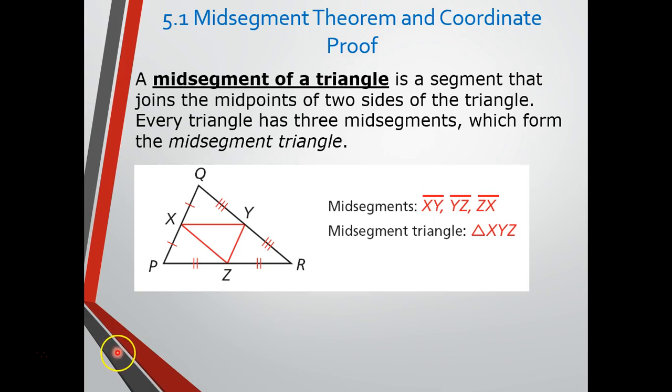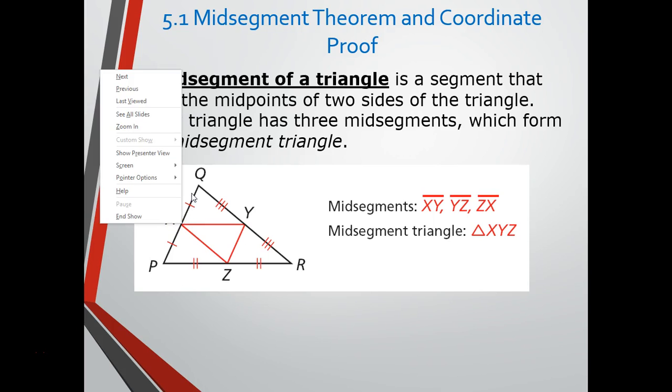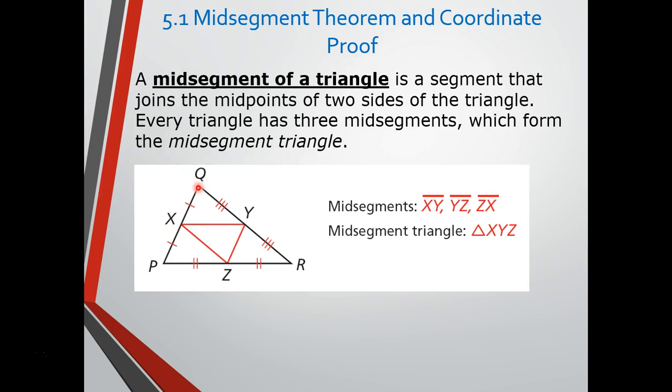Okay, so here's what a midsegment is. A midsegment of a triangle is a segment that joins the midpoints of two sides of a triangle. So looking at this triangle down here, just looking at sides QP and QR, here's the midpoint right there, because it shows that this segment right here is equal to this segment right here by showing those little tick marks. So we know that this is the midpoint. And same thing goes on this side. Y here is the midpoint between R and Q.